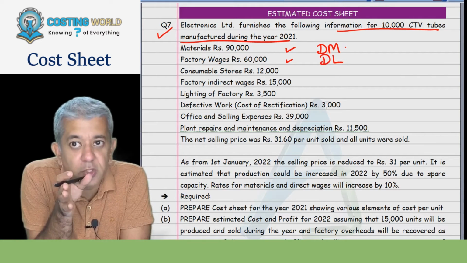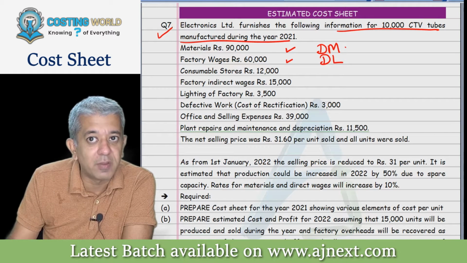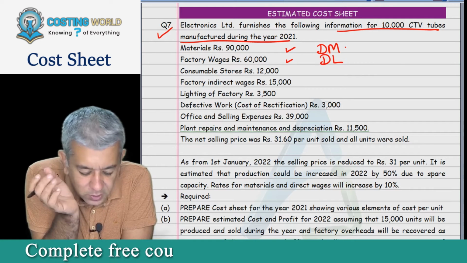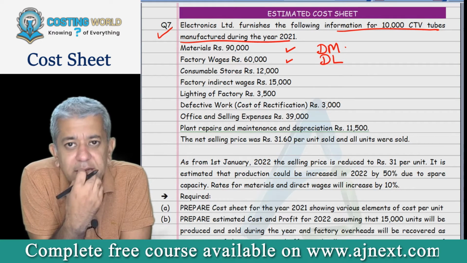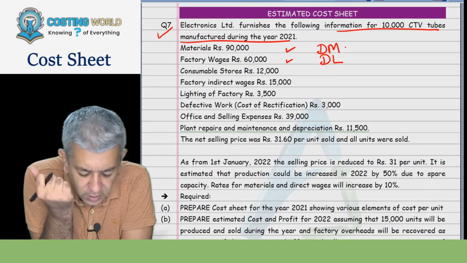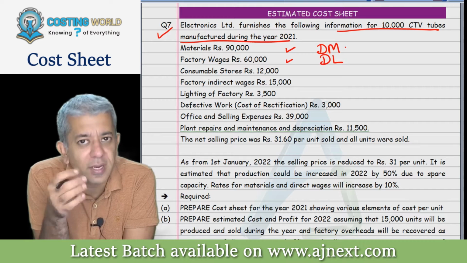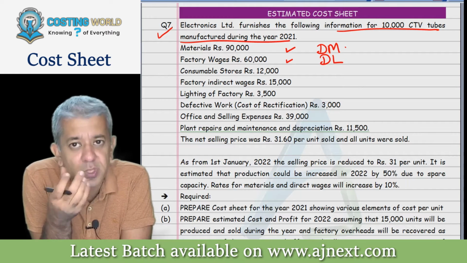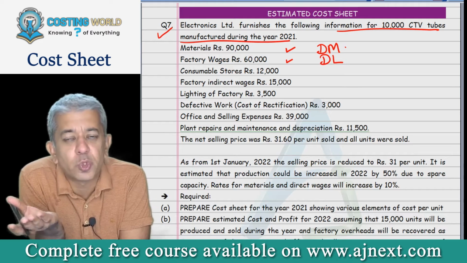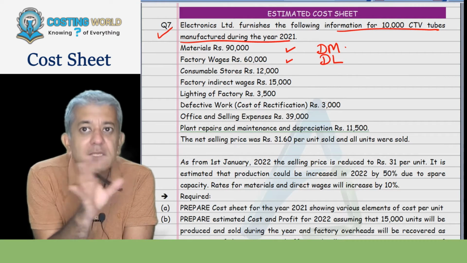Now for the next few things you'll have to tell me where each one will come. Tell me, consumable stores, I'll tell you the meaning of that. For example, there is a machine that requires some kind of power to run. We put coal and such things in the machine so that it can run. That is consumable stores. Or some other example, it could be phenyl and acids which are used to clean the factory floors or to clean the machines. These are all consumable stores.